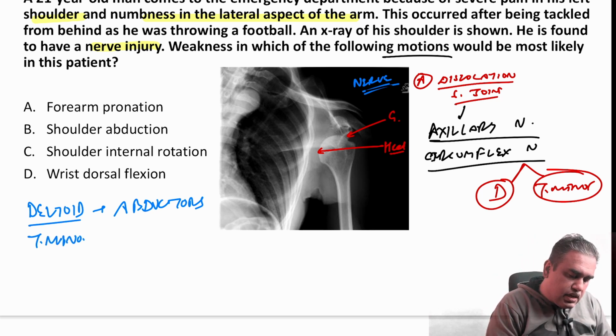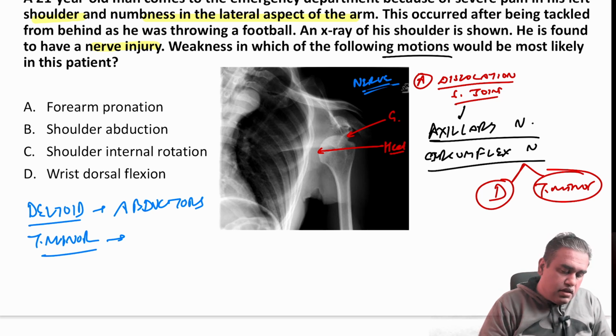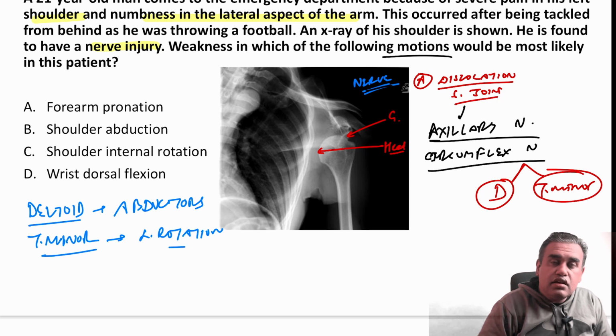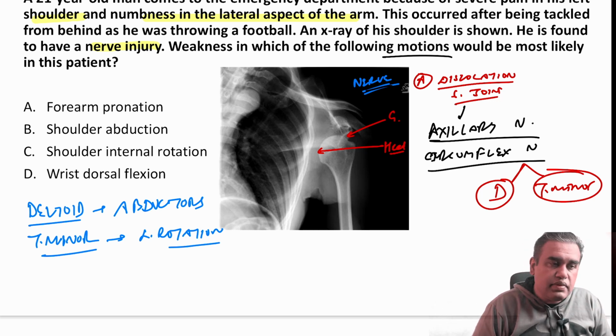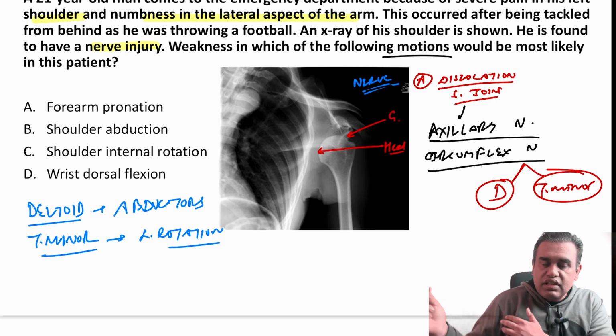And what is the main action of teres minor? Teres minor का main action क्या है? Anyone? हाँ जी, comment box में लिखते रहो if you want to. Teres minor, it helps in lateral rotation. है ना, teres minor is attached on the posterior aspect of the greater tubercle. वो कराता है upper limb का lateral rotation.